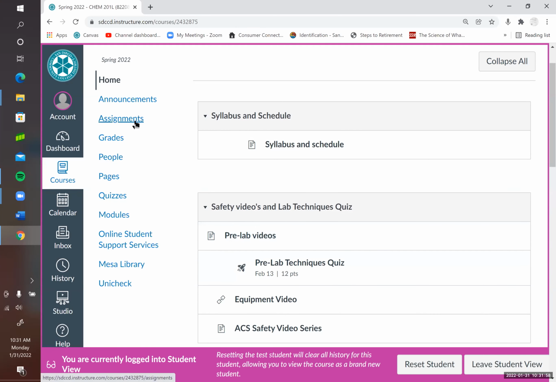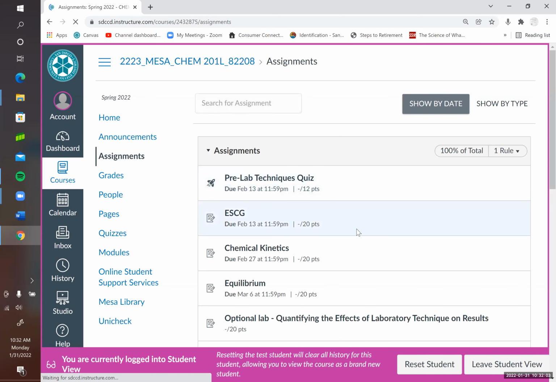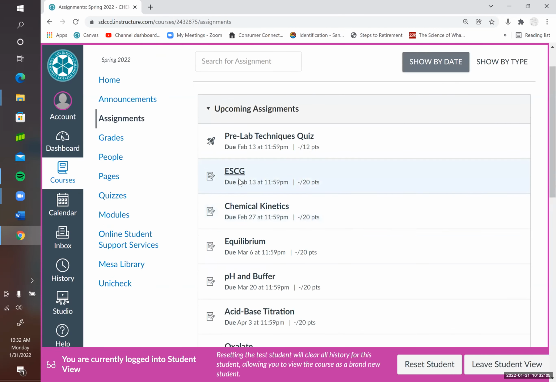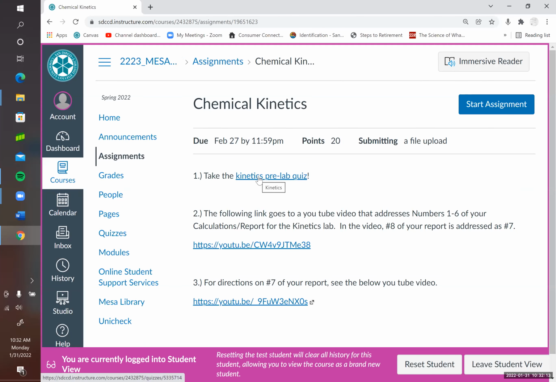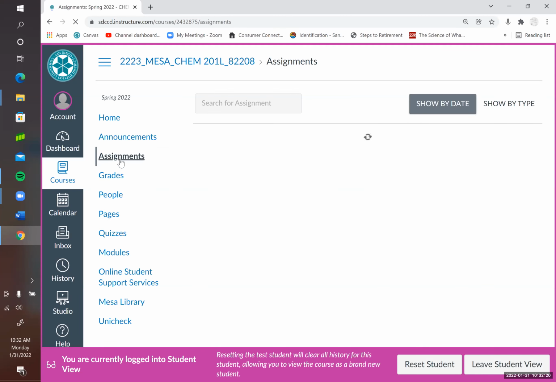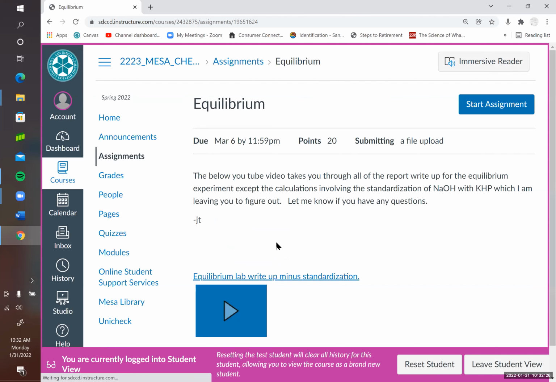All right, so back in the assignment section. We've got all the assignments set up, and I want to have these pre-lab quizzes set up for you, like the chemical kinetics one. I have a pre-lab quiz there, but I don't have one for the equilibrium yet because I haven't gotten to it. So there's nothing there.